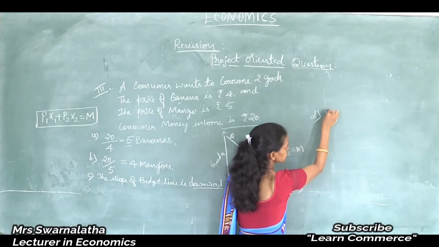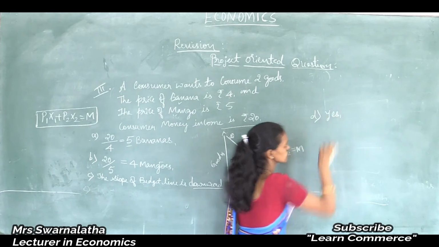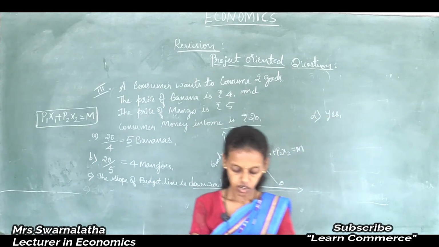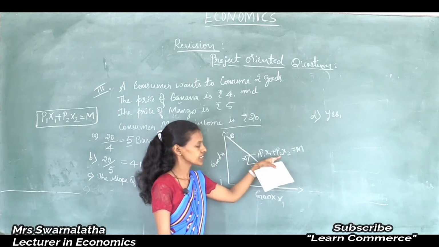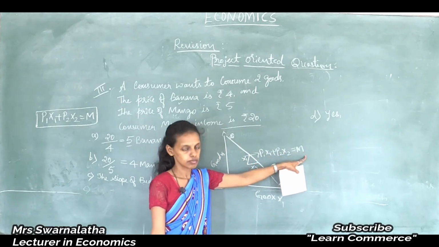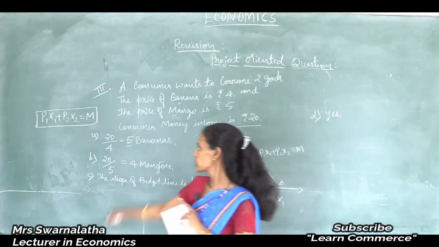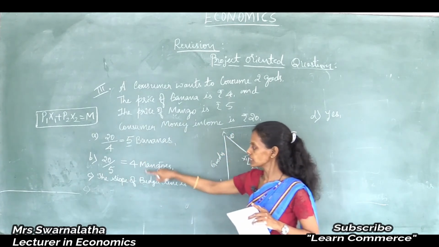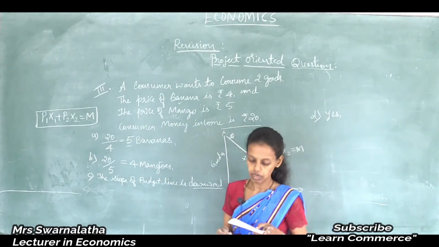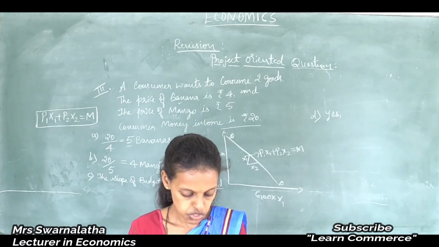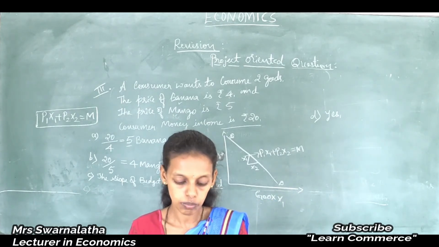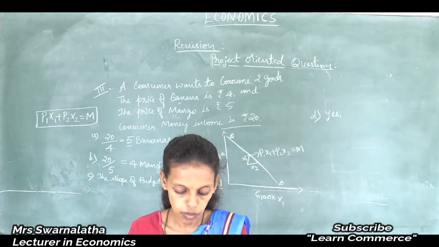Question 4, you should write yes, the bundles on the budget line are equal to the consumer money income because P1 x1 plus P2 x2 is equal to M. Money income is 40. So she can consume 5 bananas, 4 mangoes with the help of the given money income, that is rupees 20. Next question, if you want to have more bananas, you have to give up mangoes.